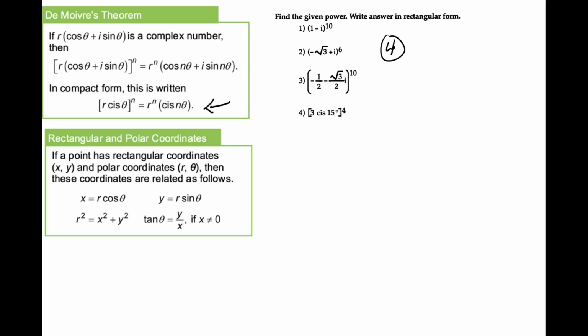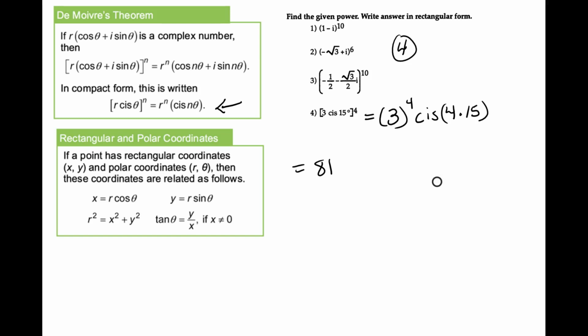All right, so let's take a look here. What is this going to look like? It's going to look like 3 to the 4th power, cosine plus imaginary sine of 4 times 15, something like that. So 3 to the 4th power, not a big deal. You can do it on your calculator if you're really good. You can do it in your head. 3 to the 4th power is 81. And then that's going to pull out for us the cosine plus imaginary sine of 60.